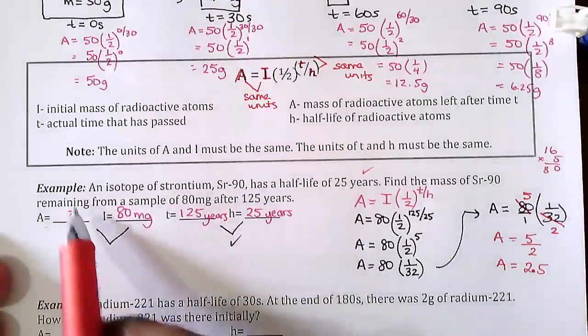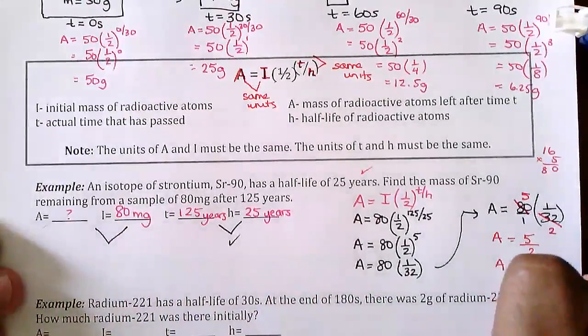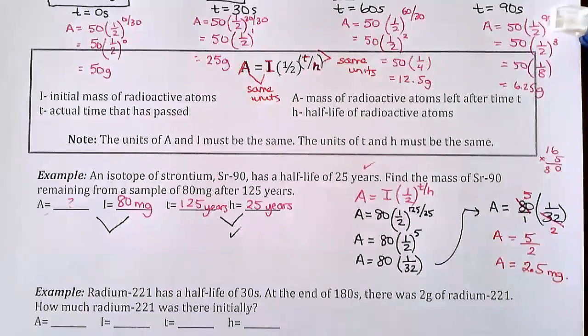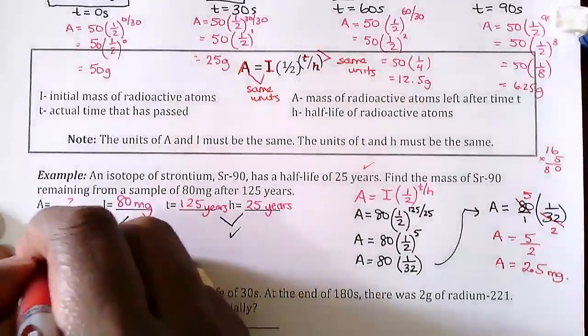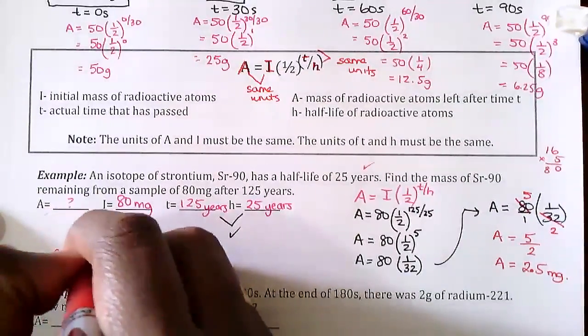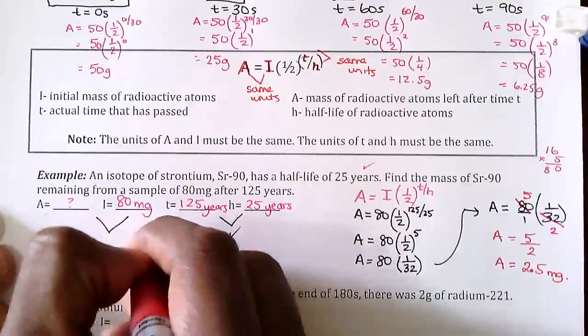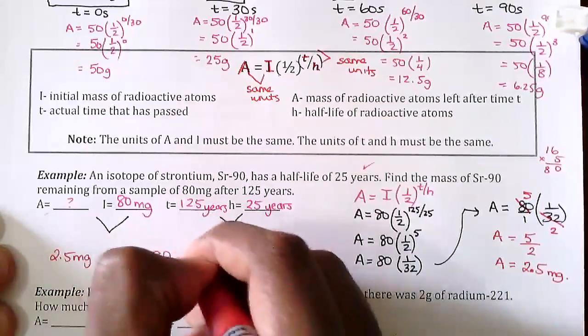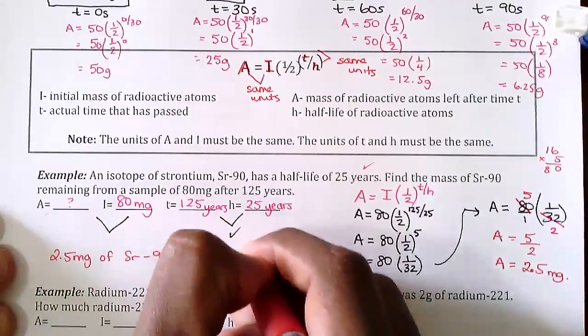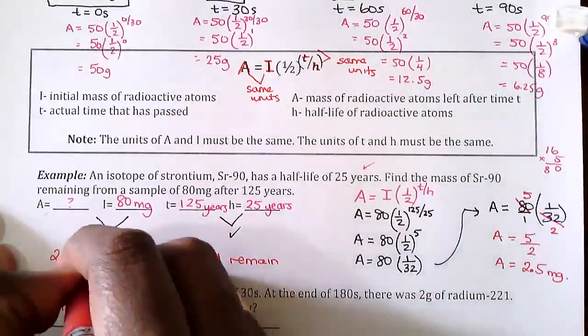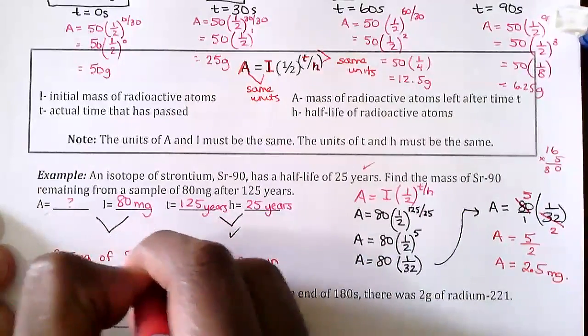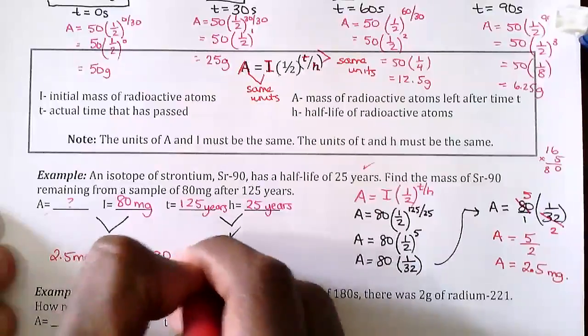Again, make sure the units stay the same. It's milligrams. Because this is a word problem, remember you do need to write a sentence. So 2.5 milligrams of strontium-90 would remain after 125 years.